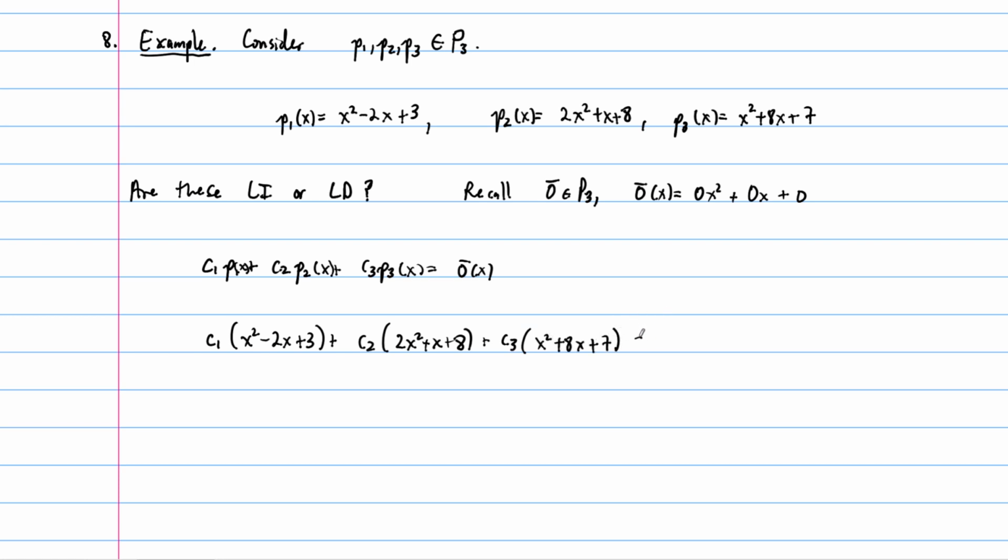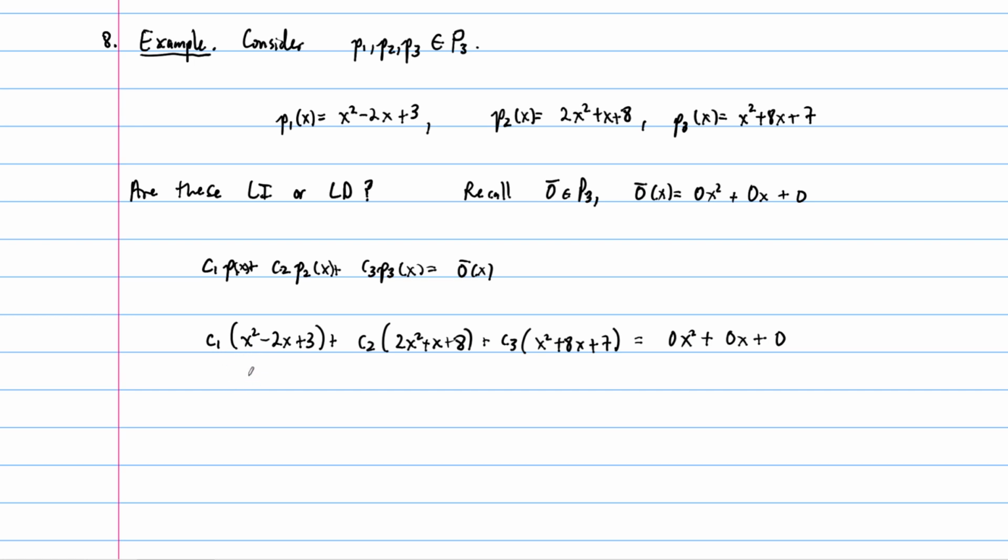And this should be equal to the 0 polynomial. So we can write this out as 0x squared plus 0x plus 0. And at this point, what we want to do is try to separate these by their coefficients, right? By the powers of x, I should say.